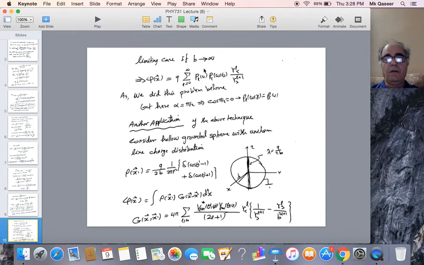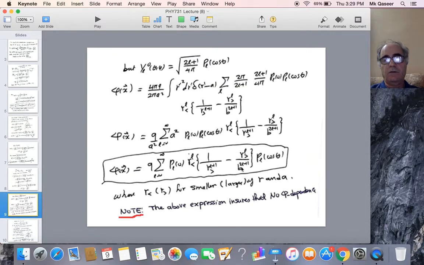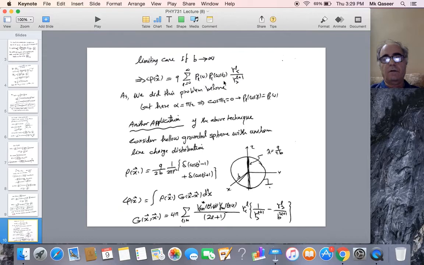Now, in the case of b going to infinity, there is no sphere. If we go back to this expression and let b go to infinity, this term is 0. Now we get this expression. We already solved this in the class. You can check your result.